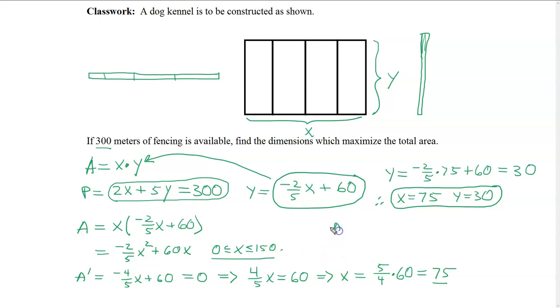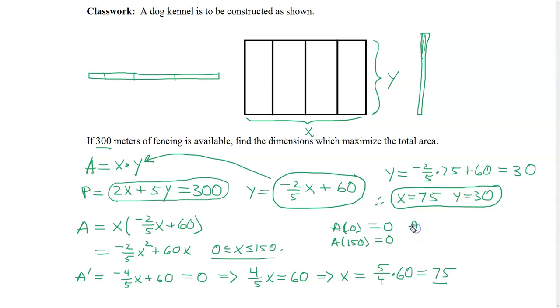So just note that A of 0, if you put 0 in to A right here, you'll get 0 times 60, well that is 0, and A of 150, that is equal to 150 times, well, if you evaluate negative 2/5 times 150, you will get negative 60 plus 60. That will be 0 as well. You can just verify that.